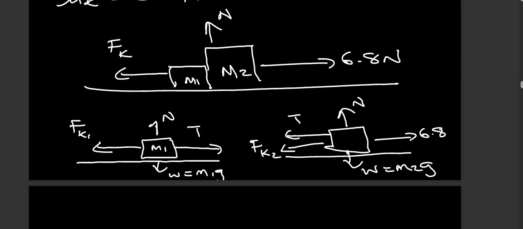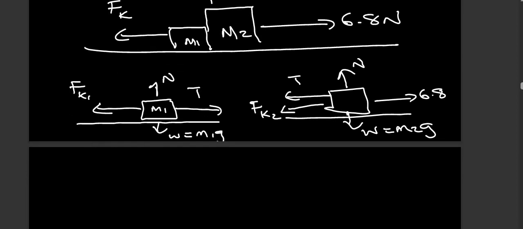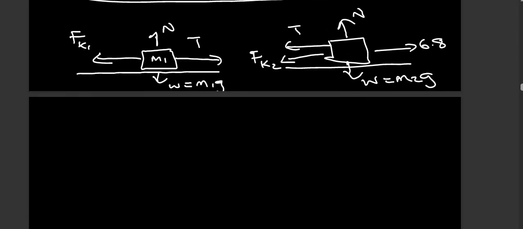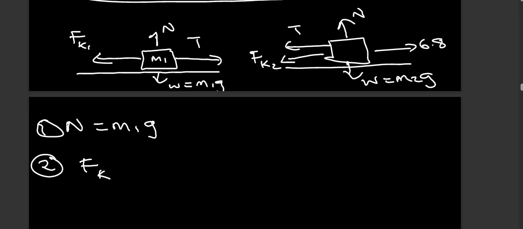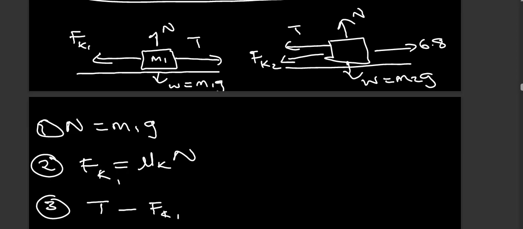So now we'll formulate equations. There will be 3 equations here and 3 equations here. The 3 equations you have for the first object: the normal force will be equal to mass 1 times g. That's the first thing you notice. The second thing is that you can always get your frictional force, friction 1, equal to the mu k that we're given times this normal force. And the last one is that you can always get the tension minus the friction 1 to be responsible for the movement of M1.